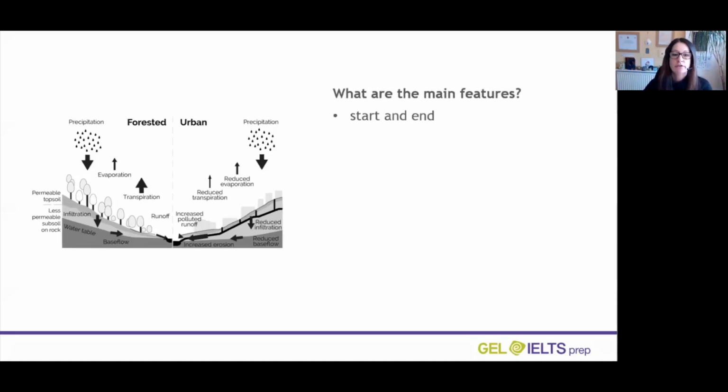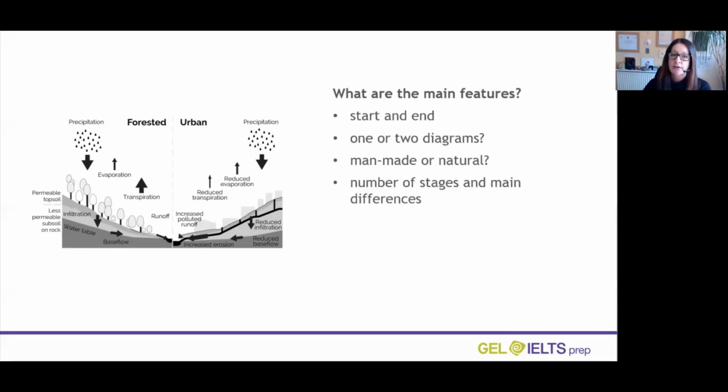We need to look for a start and an end point to the process. We need to look and see if we have one or in fact two diagrams. It is common to have two diagrams, maybe showing a similar process, but with some differences between them that we can focus on to compare. Is it a man-made or natural process? So does it happen in a factory, for example, with workers, or does it happen outside in nature?